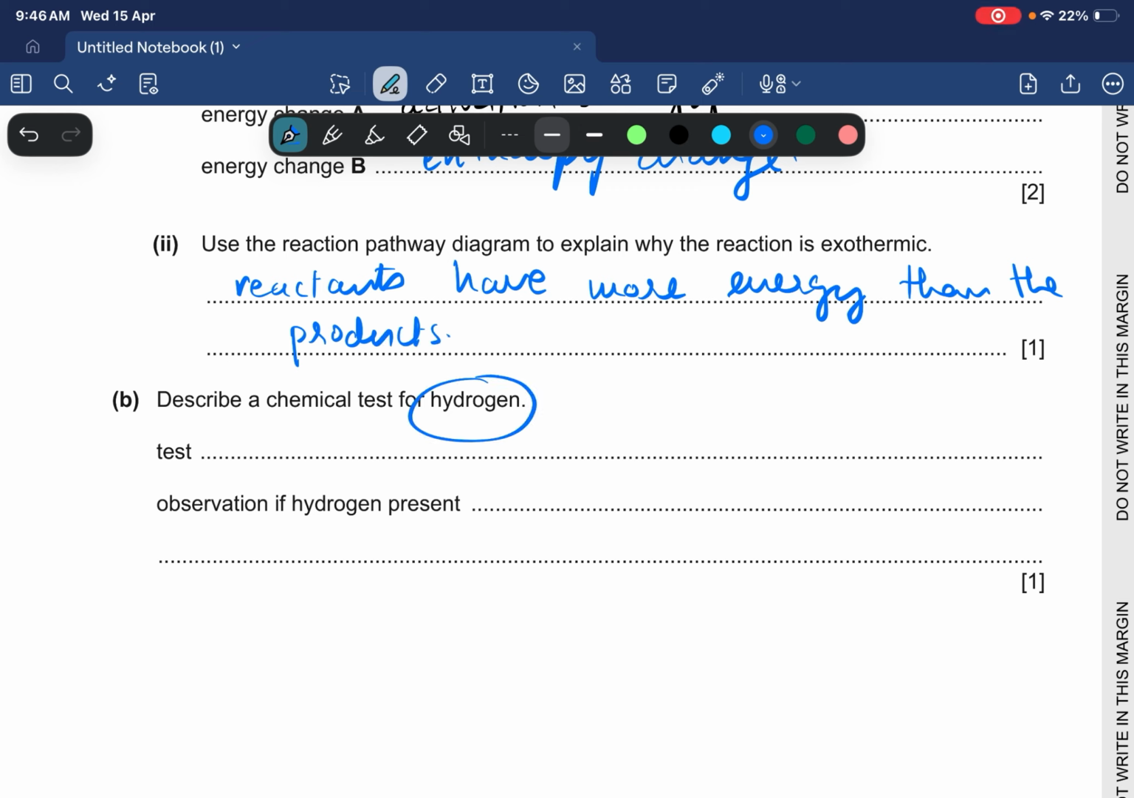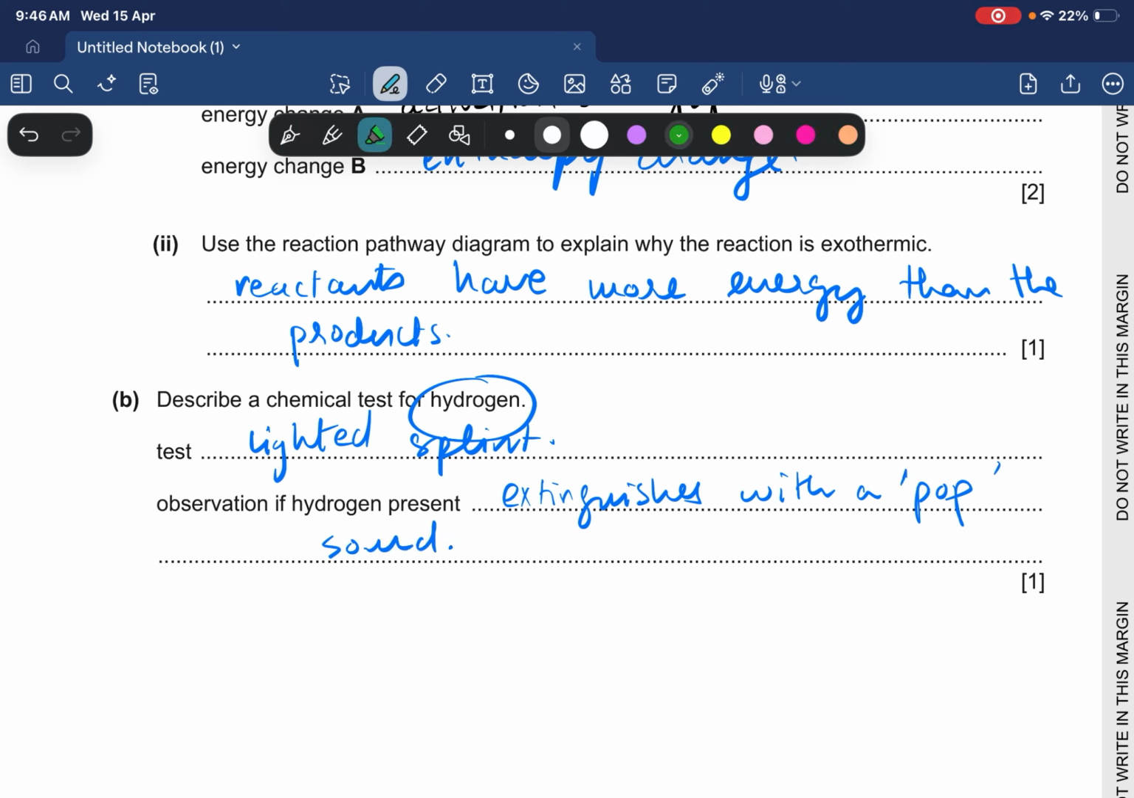Describe a chemical test for hydrogen. You have to learn all the chemical tests for gases like hydrogen, carbon dioxide, ammonia, sulfur dioxide. You have to learn it. For hydrogen, it's a lighted splint, and then it extinguishes with a pop sound. I write lighted splint, and then for observation, extinguishes with a pop sound. Pop is very important.